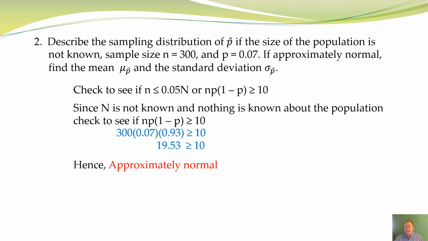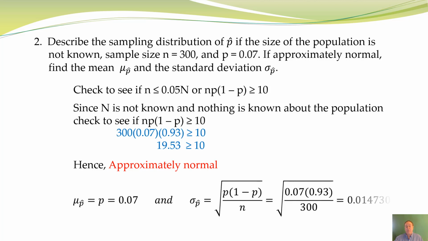Now we can find mu sub P hat and sigma sub P hat. So mu sub P hat is equal to P, which is 0.07. Sigma sub P hat is equal to the square root of P times 1 minus P over n. So it's the square root of 0.07 times 0.93 over 300. And if you use your calculator, you should come up with 0.01473092.